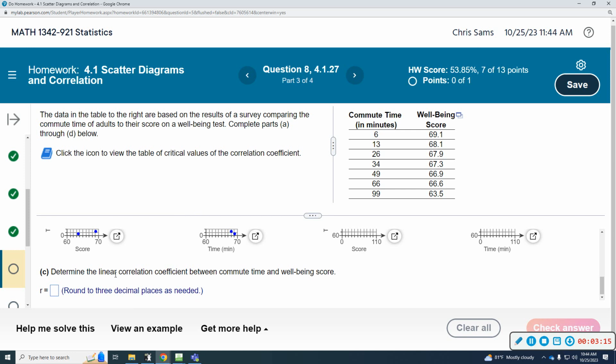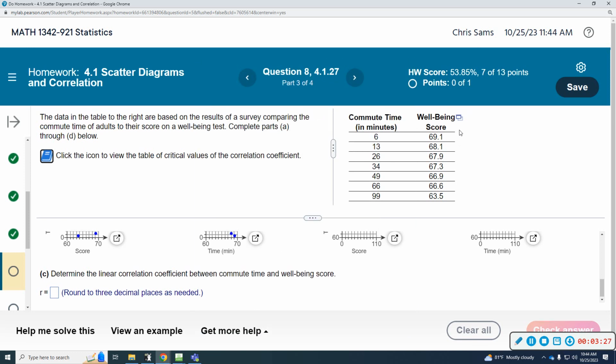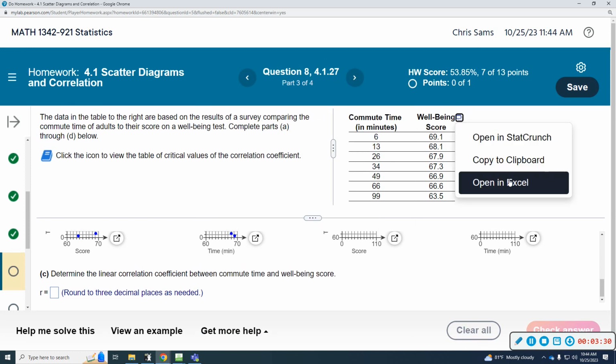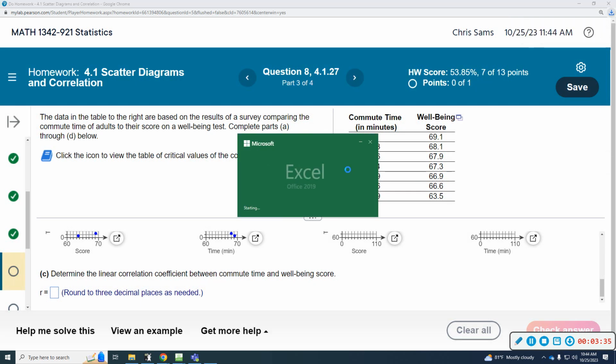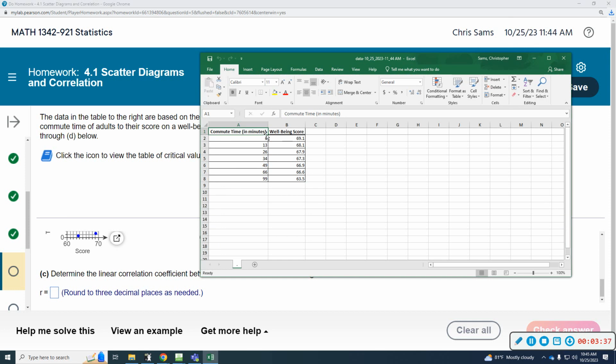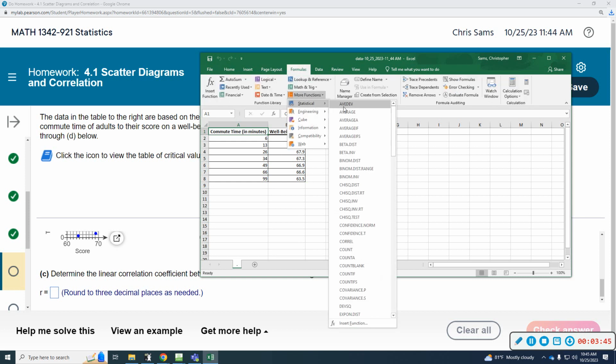All right, so we want to determine the correlation coefficient between commute time and well-being. I've got the critical values here. They will allow me to copy this into Excel. I'm going to show you how to find the R in Excel, pretty similar to the other methods, just to save time again. So we have the two data sets here. We're going to go to Formulas, More Functions, Statistical. We're going to compute correlation right here.